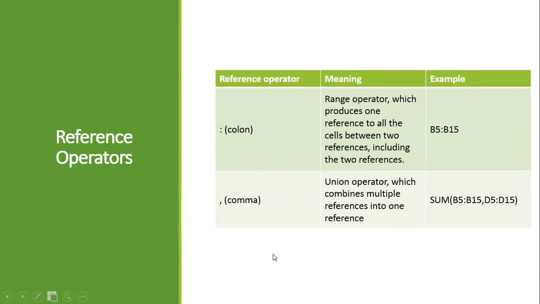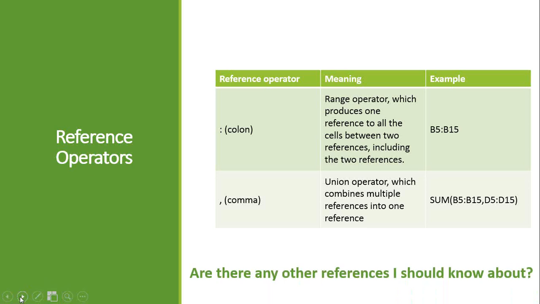We've gone through our colons and our commas, and we're very familiar now with Rule 1. Is there anything else that I need to know? Yes, there are other references that you should know about, and one of the examples would be sometimes we see a dollar sign. And what I'm going to do right now is show you a poll.